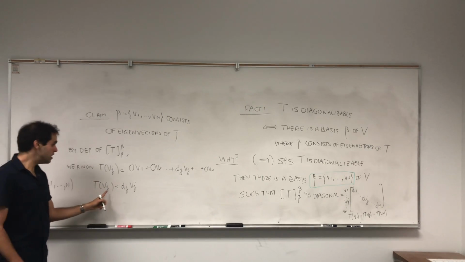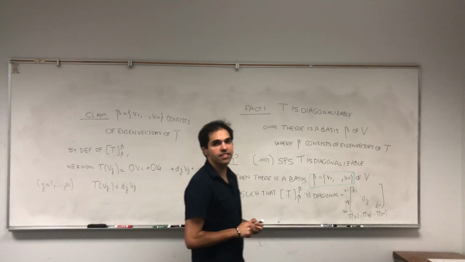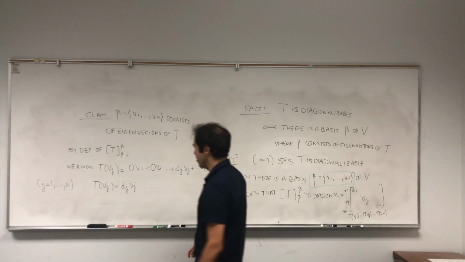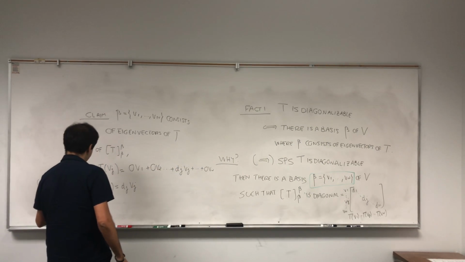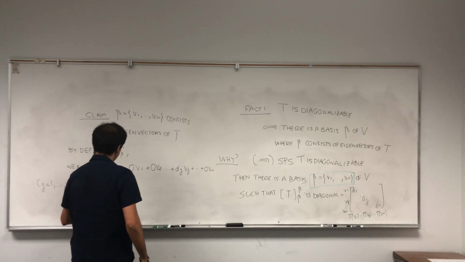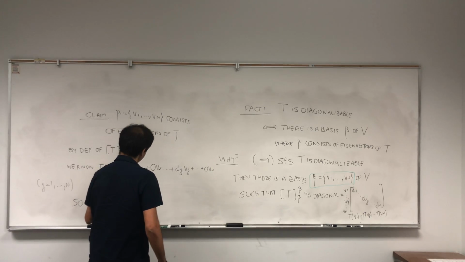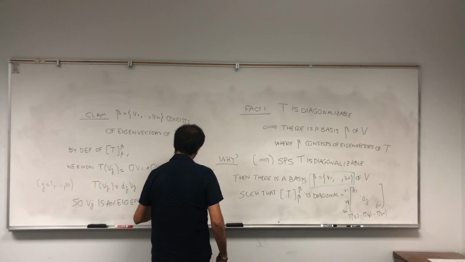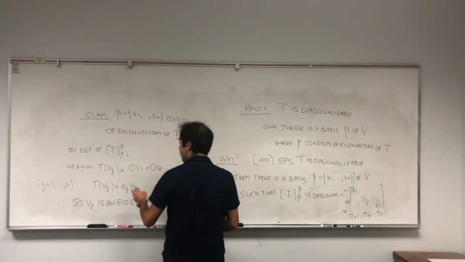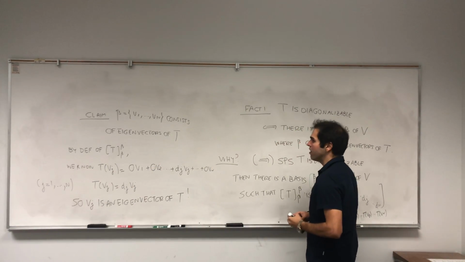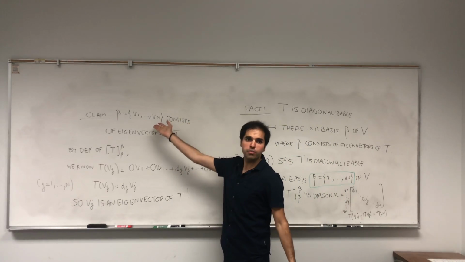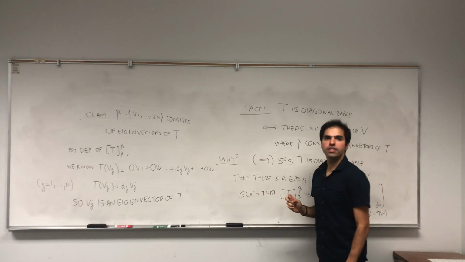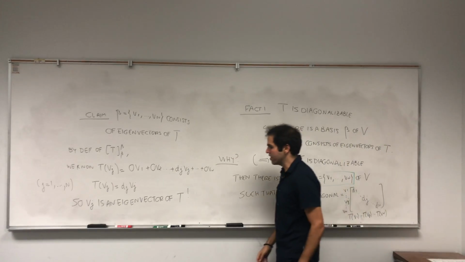But what does that mean? If T of vj is dj vj, it means vj is an eigenvector of T with eigenvalue dj. In other words, this basis beta of V is a basis of eigenvectors of T. And therefore we're done.